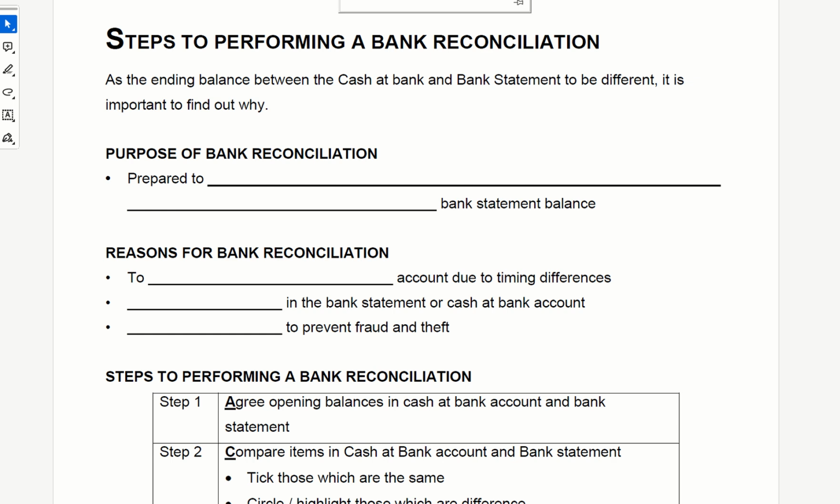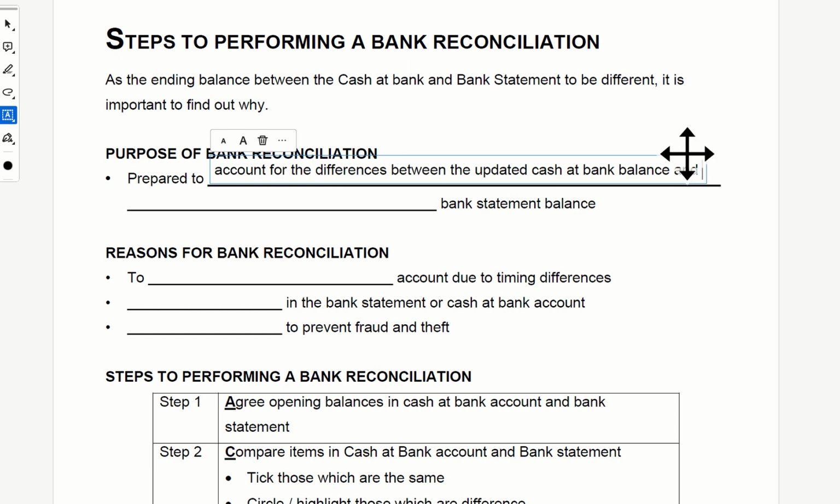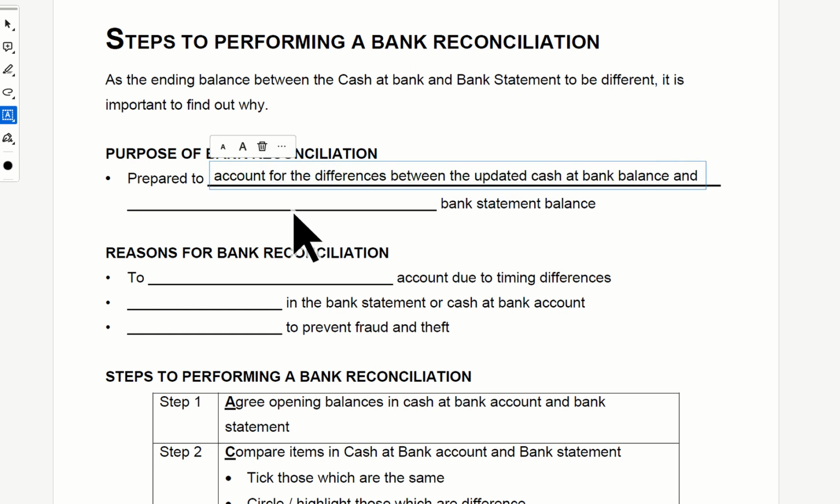Bank reconciliation is prepared for what purposes? It is prepared to account for the differences between the updated cash at bank and the bank statement balance. So basically, there is a difference between your cash at bank amount and your bank statement, and you want to know what the differences are, because you would be very worried, wouldn't you, if your cash at bank and your bank statement balances are different?